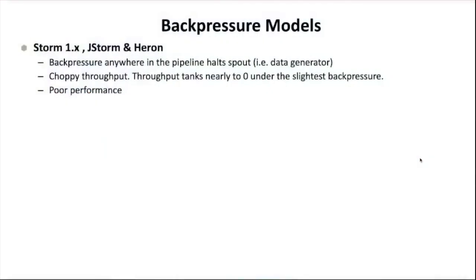So back pressure. There are a few different models of back pressure. We designed one, I can't even say it was designed because it's fundamentally so simple. But the back pressure model in 1.x, initially it didn't have one. It had just something called max spout pending, which could keep track of how many outstanding messages there are if acknowledgements are enabled. And it would just make sure that only a certain 1,000 or whatever number you configured, those many messages are being let into the system.